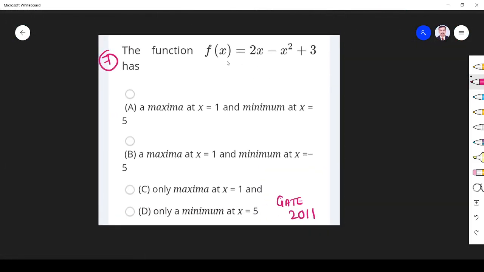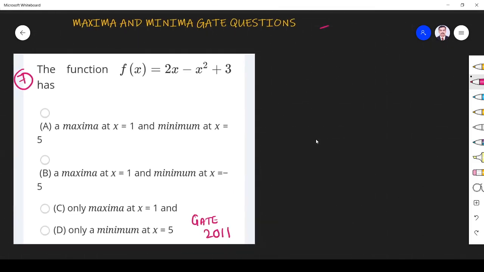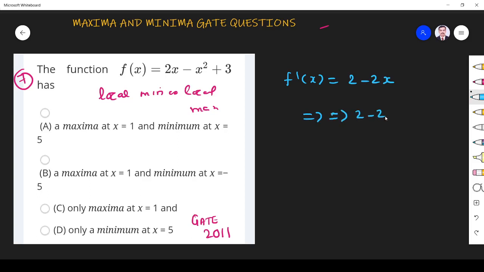What is the question? They are asking whether the function has only maxima, only minima, or maxima and minima. There is no closed interval, so we have to find local minima or local maxima. The interval is open, so as usual we follow the procedure of problem number 5 and 6. First we find the first derivative, 2 minus 2x, and equate it to 0. This gives 2 minus 2x is equal to 0, which means x is equal to 1. We find f double dash of x to check whether it gives maxima or minima.